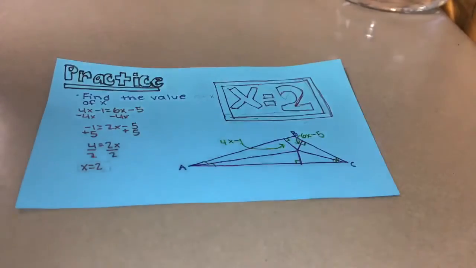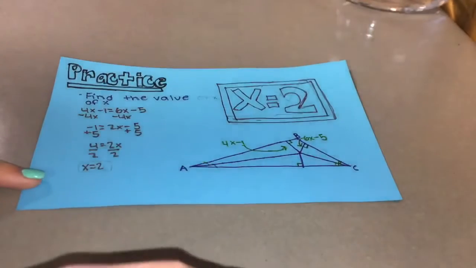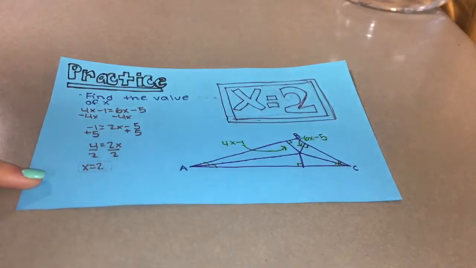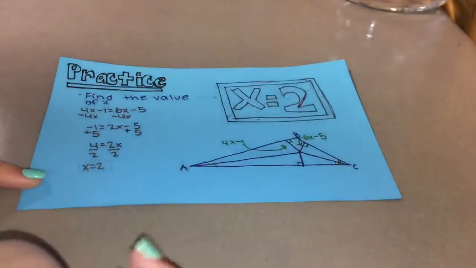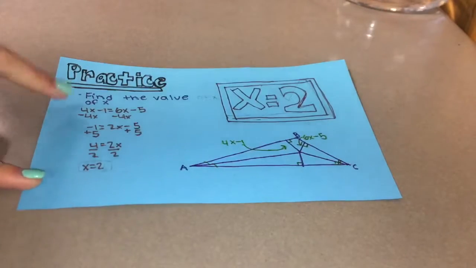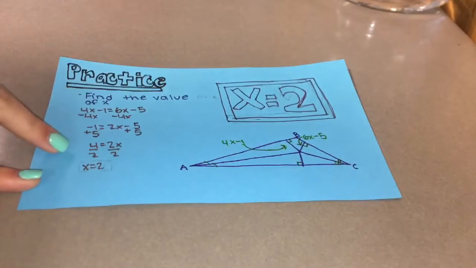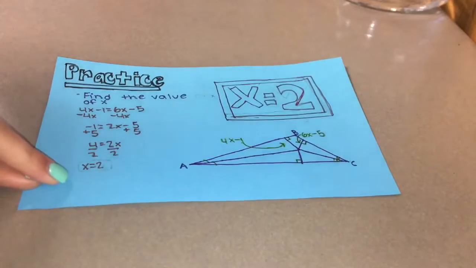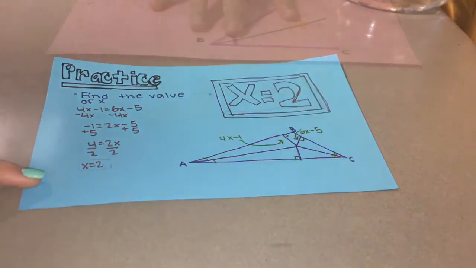Then one of our practice problems was to find the value of x. If you were given all this information, since these are both going to be equidistant from the circumcenter, you have to set them equal to each other and then solve to find x, which we found to be x equals 2.